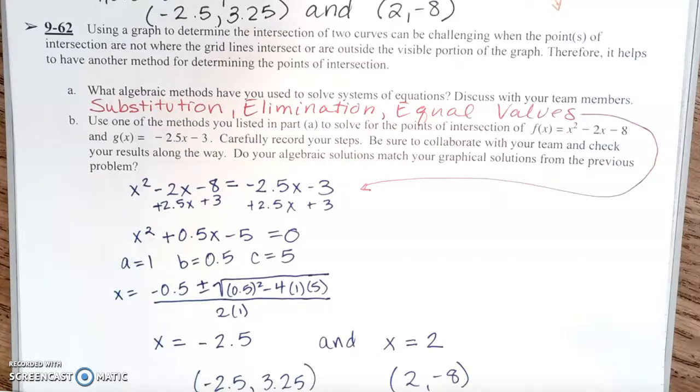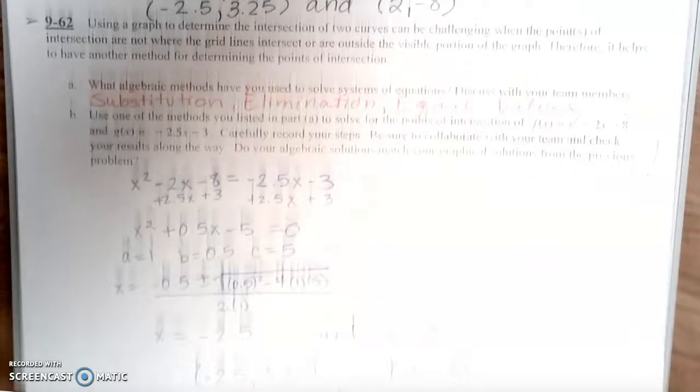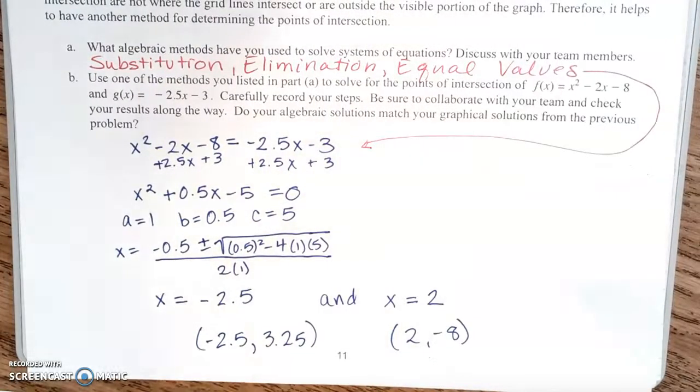Okay, so for part B, it says, use one of the methods you listed in part A to solve for the points of intersection of f of x equals x squared minus 2x minus 8, and g of x equals negative 2.5x minus 3. Notice that those are the same two equations from the previous question. So essentially we should get the same answers, all right?